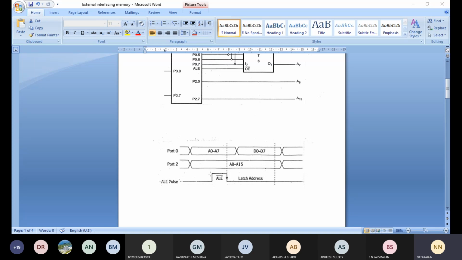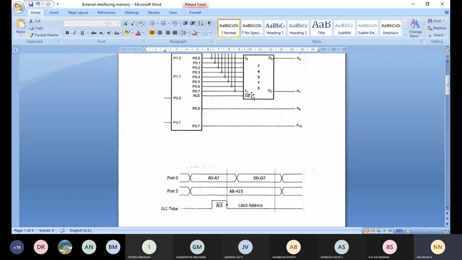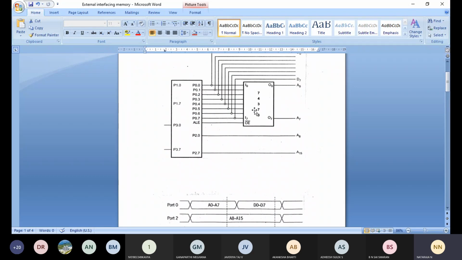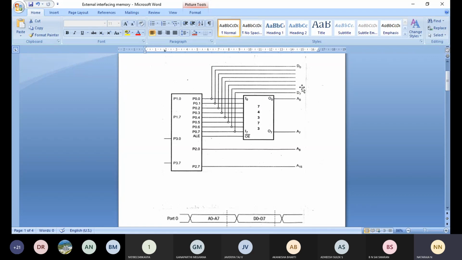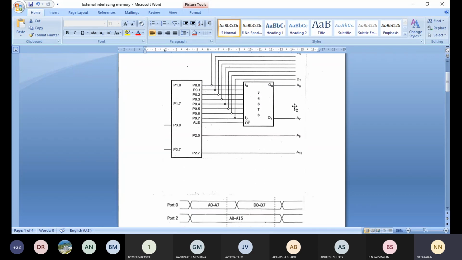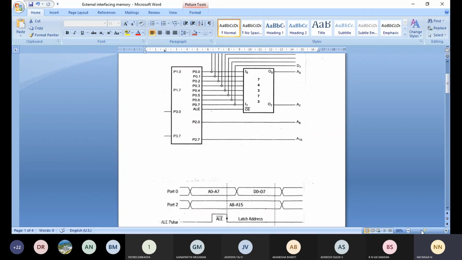So we can use the 74373 IC to demultiplex the address and the data. What we are going to use here is this IC, to divide address lines as well as data lines. That is why we are going to use this IC. The purpose of using the IC is separating the lower address and lower data.